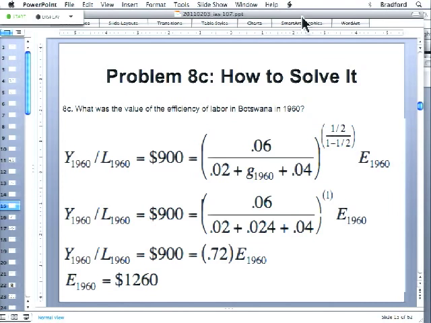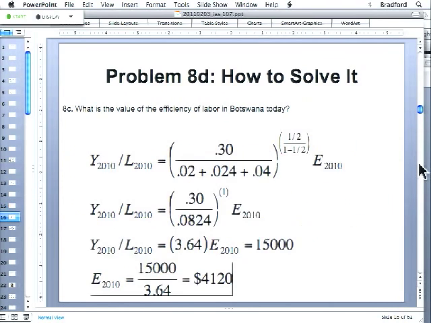Simply solve those things together, and you get $4,120 for the efficiency of labor in Botswana today. That's a long problem. That's a hard problem. That's a problem that requires that you say, wait a minute, I don't have quite enough information here. I need to make an assumption about the pieces of information I don't have. What assumption makes sense in the context of this model?